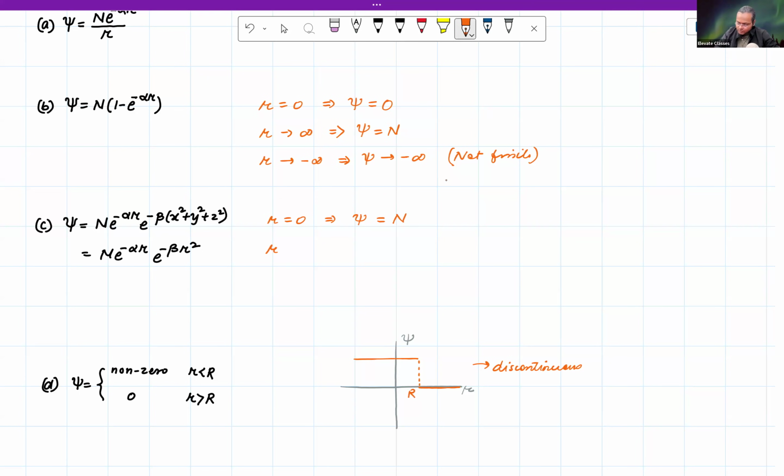And if r tends to, let's suppose, positive infinity होगा तो the function is going to tend to zero. And if r tends to negative infinity, then wave function will tend to what? नेगेटिव infinity में क्या होगा? नेगेटिव infinity में this is n e to the power minus alpha r e to the power minus beta r squared. नेगेटिव infinity पे e to the power infinity, और e to the power infinity हो जाएगा ना.